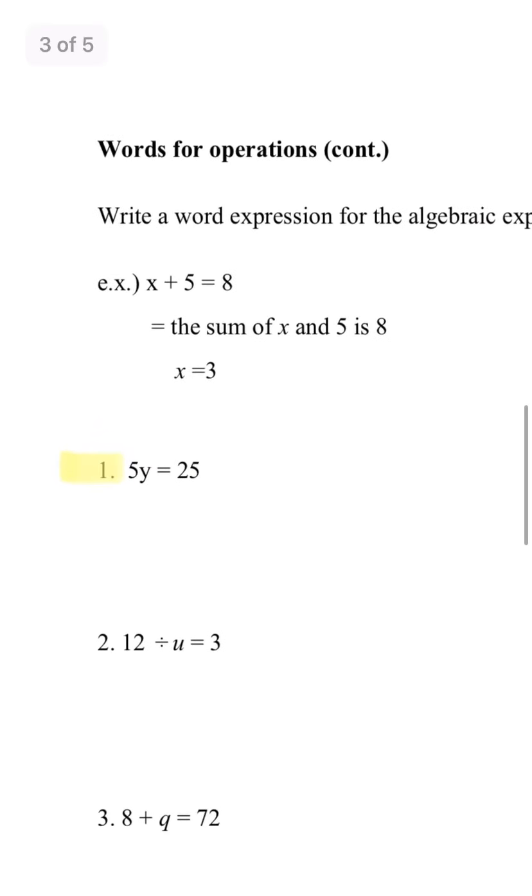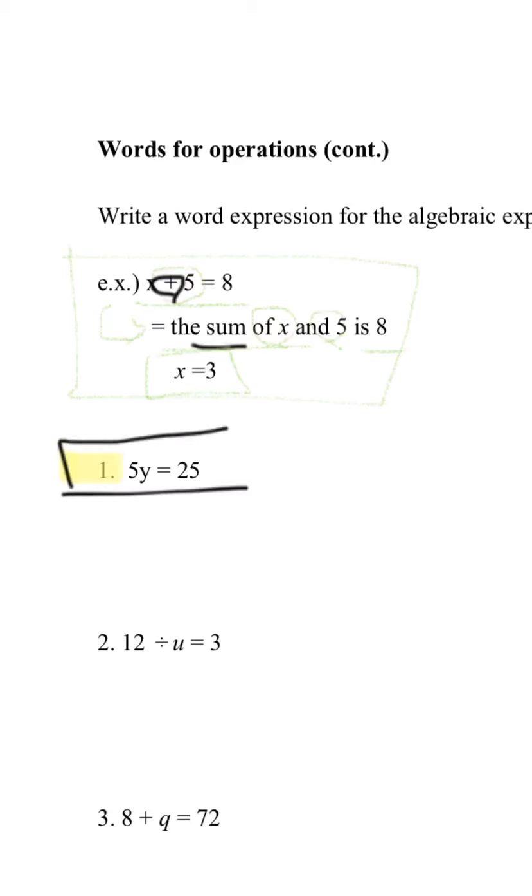So again, let's look at the example problem. We have x plus 5 equals 8. And then we could write that as the sum of x and 5 is 8, right? Again, the plus means sum, right? And then when we solve for it, we get x equals 3. Okay, so how would we write this number 1 as a word expression?